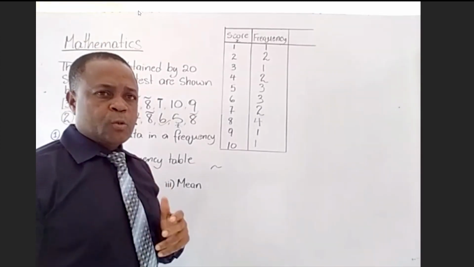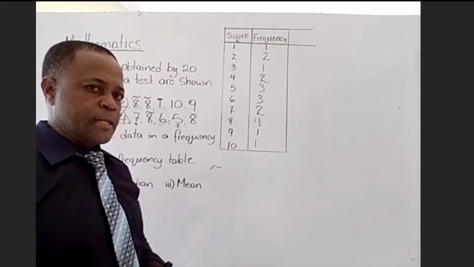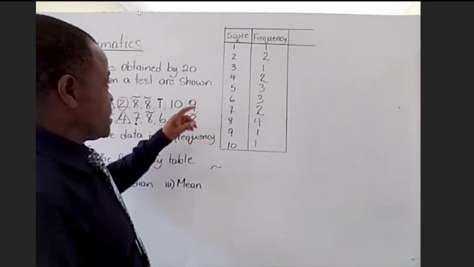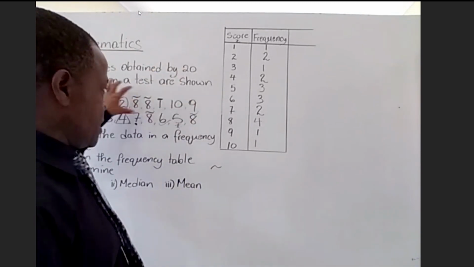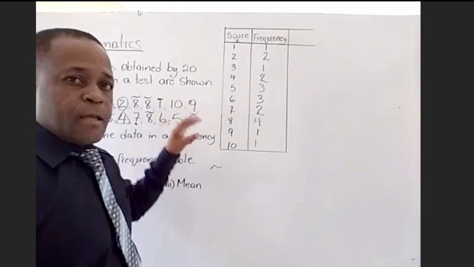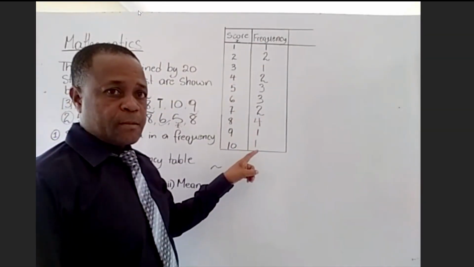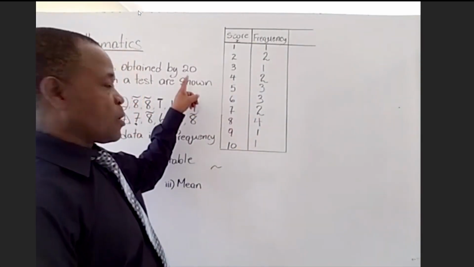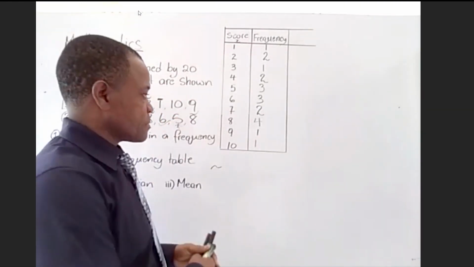However, we want to ensure that what we did there was correct. How do we go about doing that? Now, what we're going to do, first and foremost, since there are 20 students, there are 20 measures that we're dealing with. What we're going to be doing now is to check our frequency. Our frequency must be equal to the number of measures that we're actually dealing with.